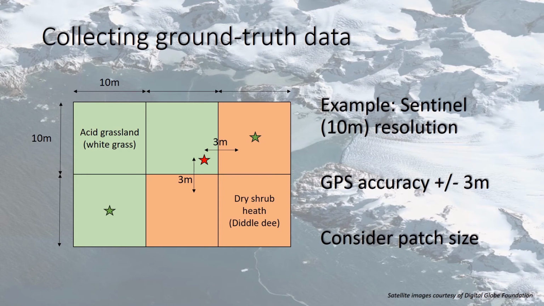And also go back and check when you collect your points, where do they actually fall? Because with the app, you'll have a photo saying what habitat you were recording at the time. If it doesn't tally with where it's falling on your drone imagery, then you know something's gone awry somewhere. Yeah, and consider patch size basically. And this will hopefully become clearer this afternoon when we get out in the field and actually put this into practice.